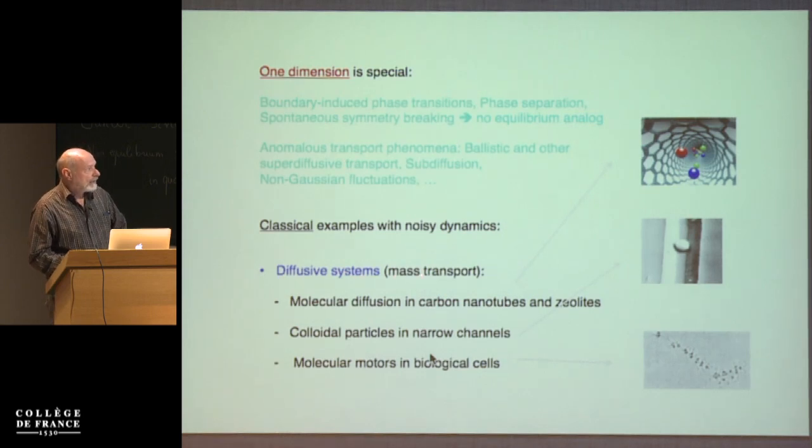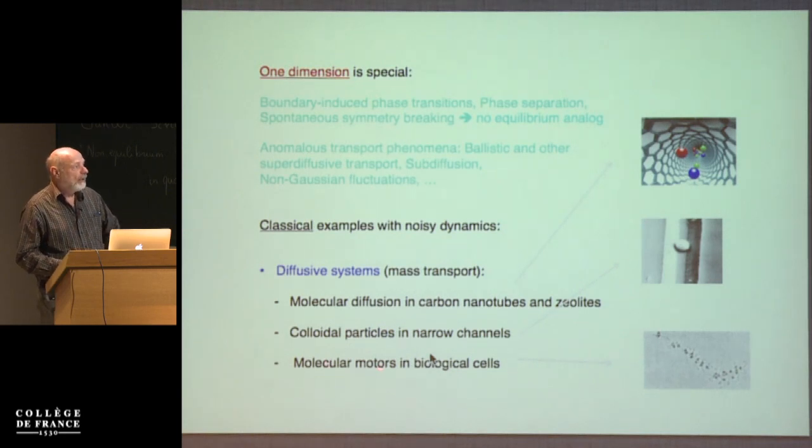So you think of mass transport. For instance, this can happen as molecular diffusion in carbon nanotubes or in zeolites. Here's just a sketch of such a carbon nanotube where you have different kinds of particles inside. Or you can have colloidal particles in narrow channels. Now this is a real picture from the group of Bechinger in Stuttgart. So they etch a little channel in glass, and then they could put colloidal particles, which then can diffuse in this channel.